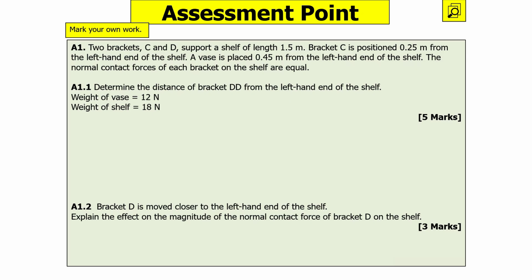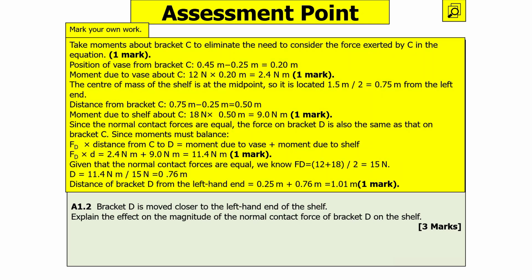Once again, it's the same principle. So we take moments about bracket C to eliminate the need to consider the force exerted by C in the equation. So the position of the vase from bracket C is 0.45 meters minus 0.25 meters, so it's 0.20 meters. The moment due to the vase about C is 2.4 newton meters. Now the centre of mass of the shelf is located at the midpoint, so it's 0.75 meters from the left-hand end. So the distance from bracket C is 0.75 minus 0.25, which is 0.50 meters. The moment due to the shelf is 18 newtons times 0.50 meters, or 9 newton meters.